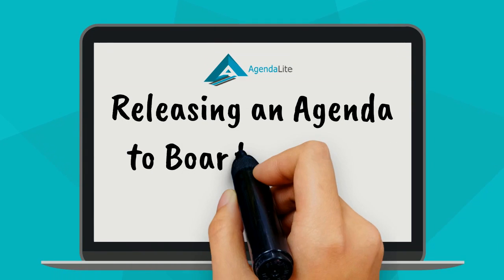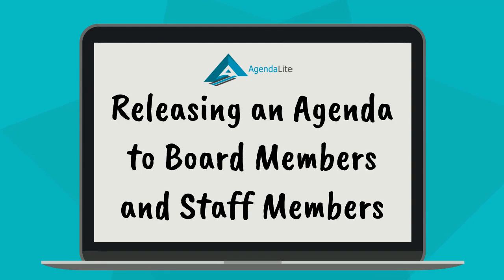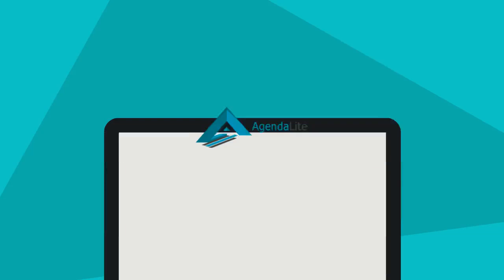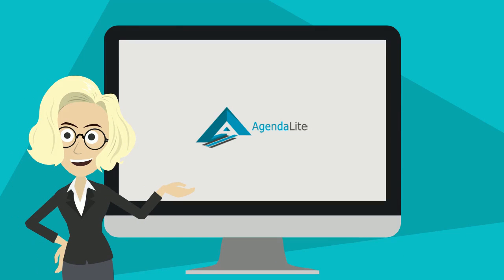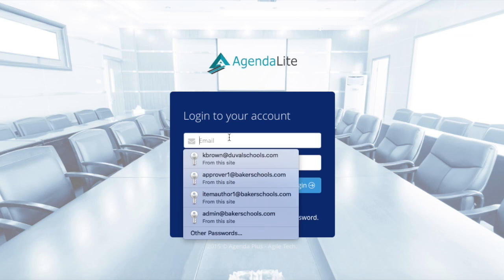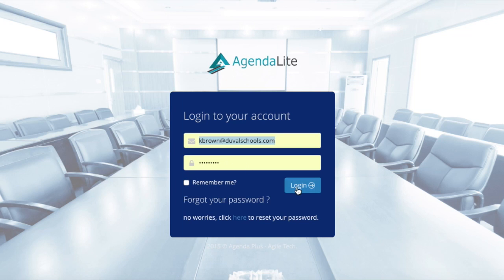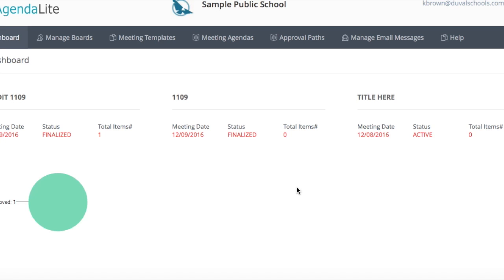Once the board assistant releases an agenda, all board members and staff members will be able to review it online. Board members will also be notified via email that the agenda is available for viewing. To release an agenda, complete the following steps. Log in as a board assistant. The Meeting Agendas page displays.